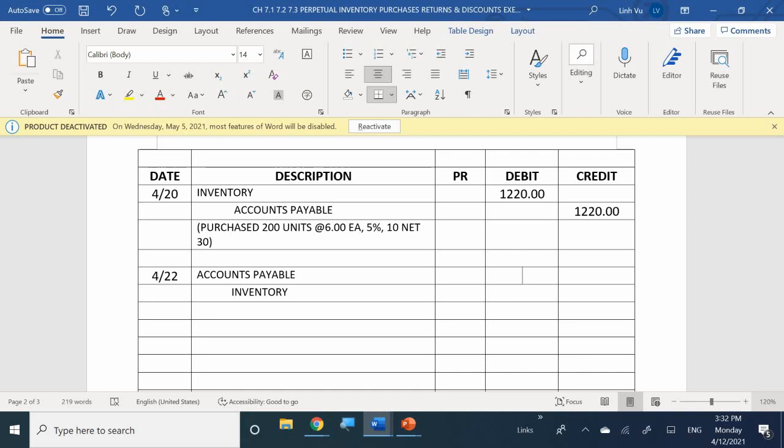Okay, so 25 times 6 gives you 150. 20%. 25 times 6 should give you 150. Times 20% is 30.